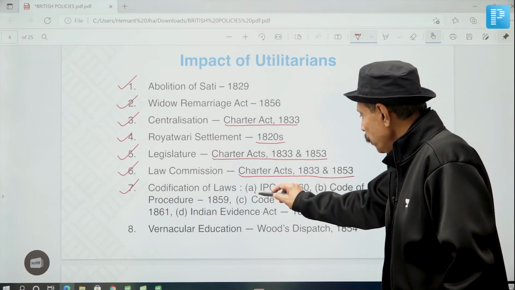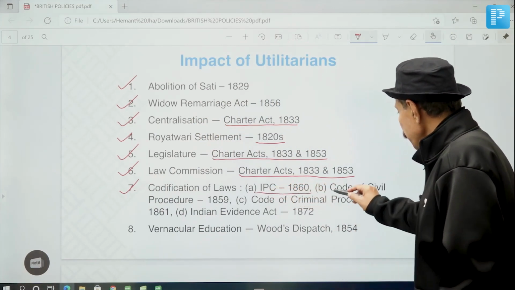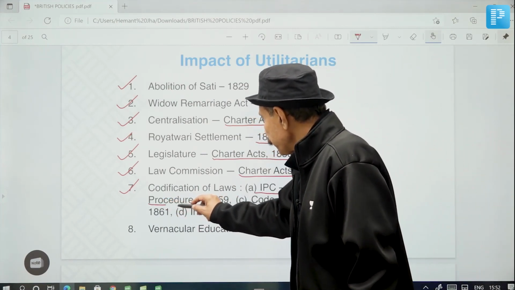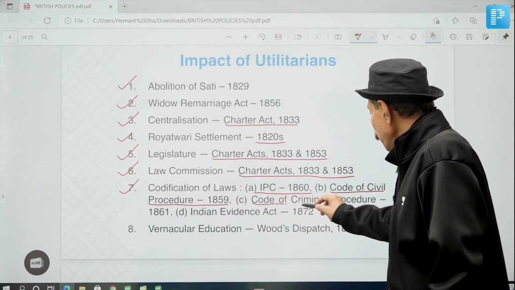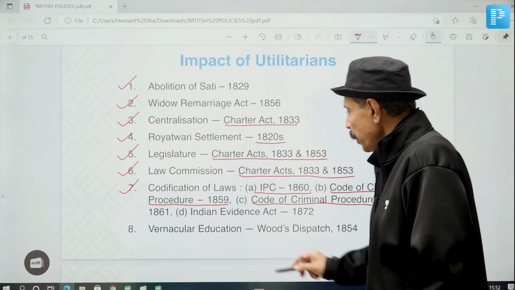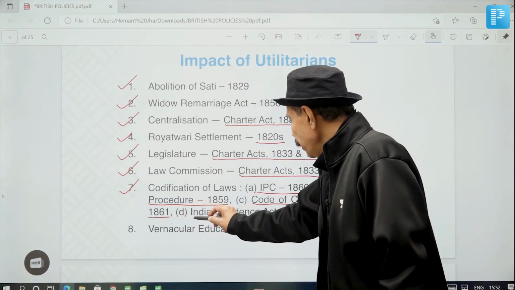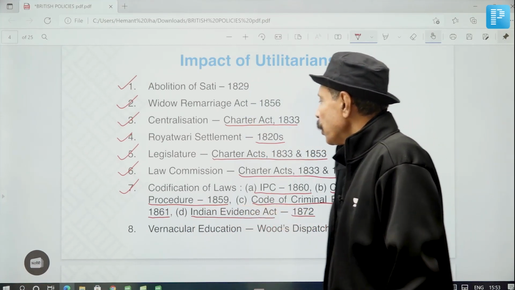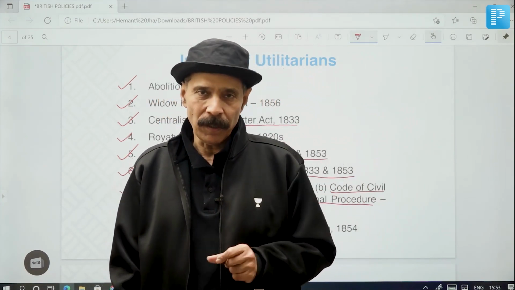Number 1, Indian Penal Code 1860. Next, Code of Civil Procedure 1859. Next is Code of Criminal Procedure 1861. And the last one is the Indian Evidence Act 1872. All these laws are important, so you should remember the year also here.